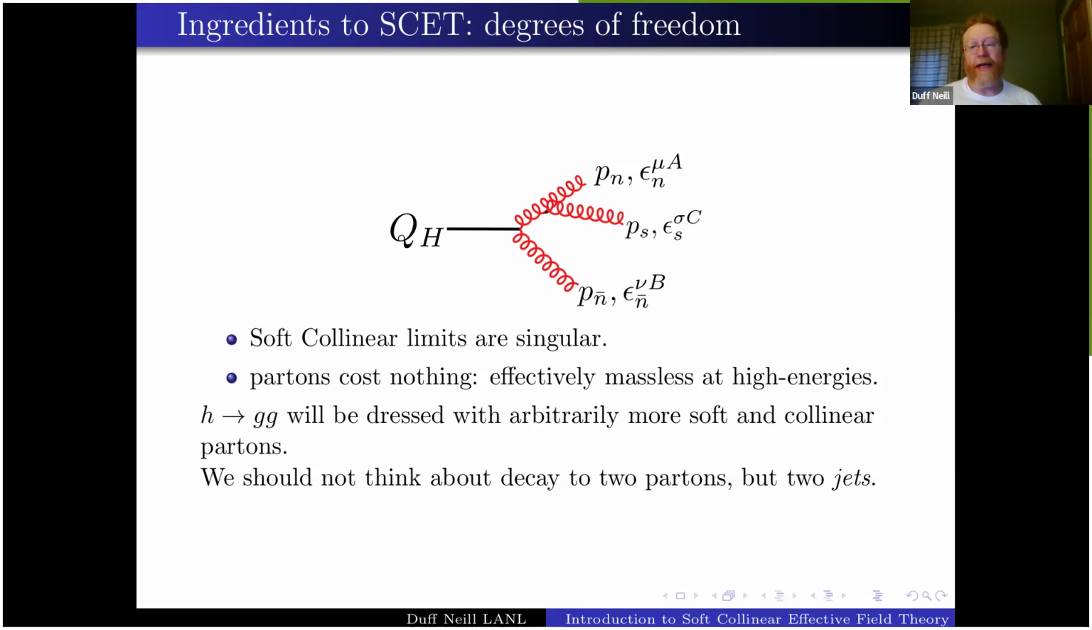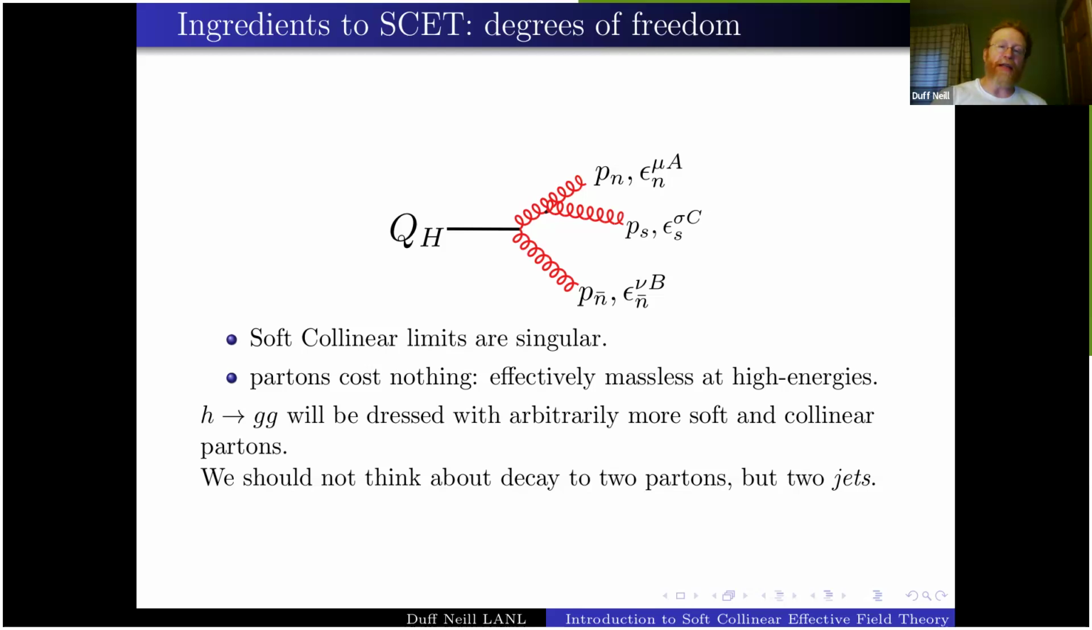But there's also another reason, and that is partons cost nothing. You have to remember we're operating at high energies in QCD, so all of my partons can be treated as if they're effectively massless. If I have some emission and I want to address it with another parton, it costs me nothing, relatively speaking, in terms of energies, because there's no intrinsic mass to the gluon or the quark.